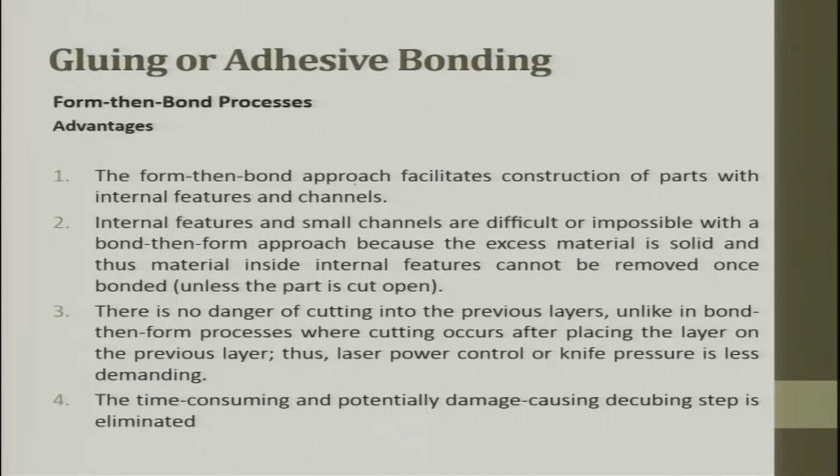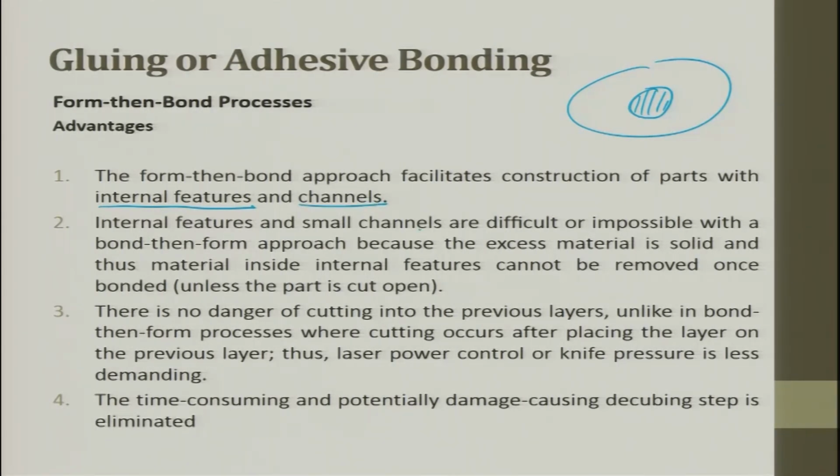The form then bond approach facilitates construction of parts with internal features and channels. That means to say an egg, albumin, yolk, right. So, if you want to have an internal structure, or if you want to have a porous structure here, you can possibly have it, and a channel if you want to have, you can do it.